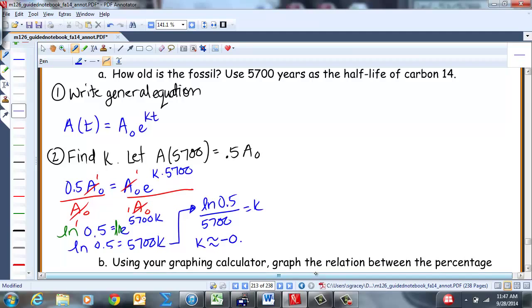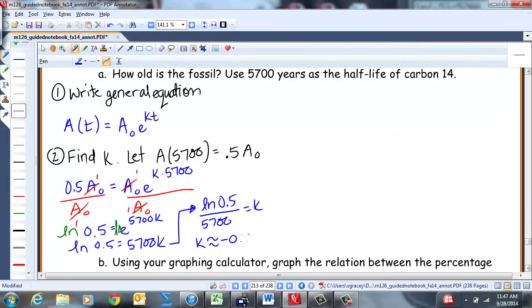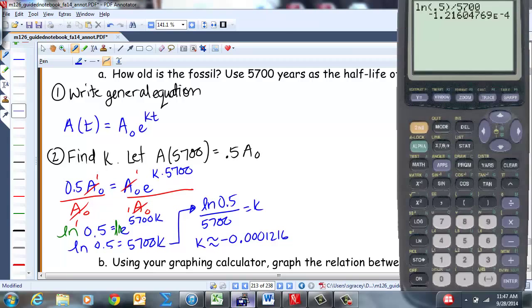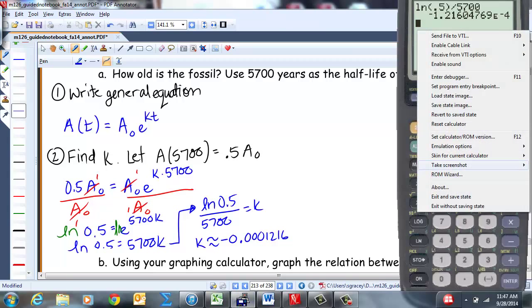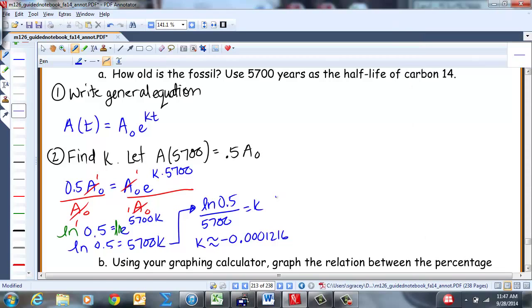And there we go. So k is approximately negative 0. Now, e to the negative 4 means the decimal moves to the left 4 times. So we'll have 3 zeros in front of the 1. But let's carry out the 1, 2, 1, 6. So basically we'll have 0, 0, 0, 1, 2, 1, 6. Let me copy that for you. So that's what we did there in the calculator.